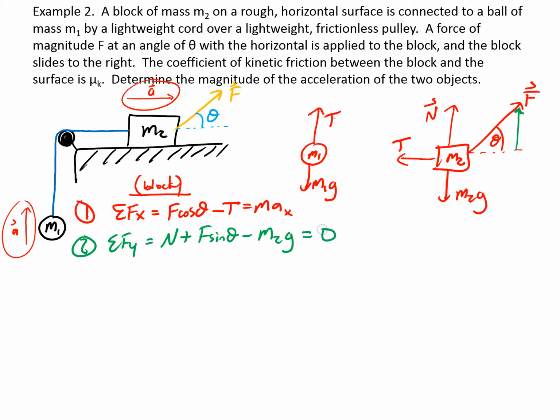That is going to be equal to 0 in this case, because the block's on a surface. It's not going to be accelerating up or down. So on the surface, the acceleration is going to be 0. So we'll set that equal to 0.